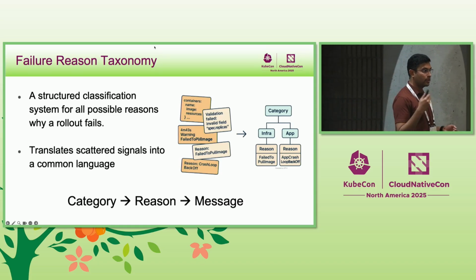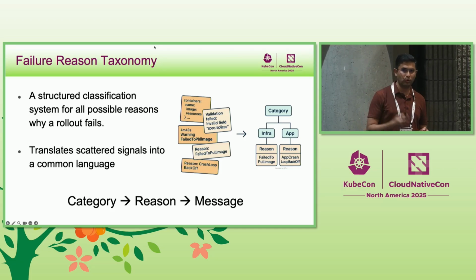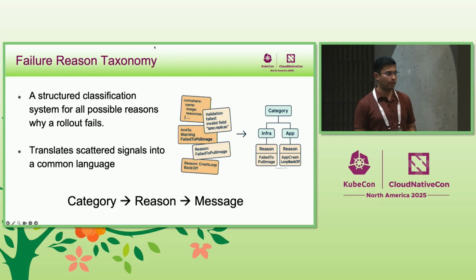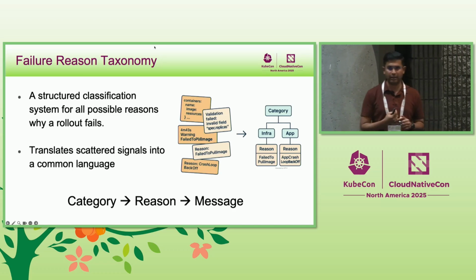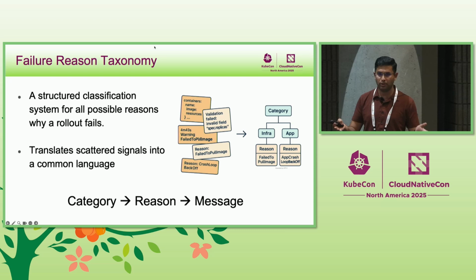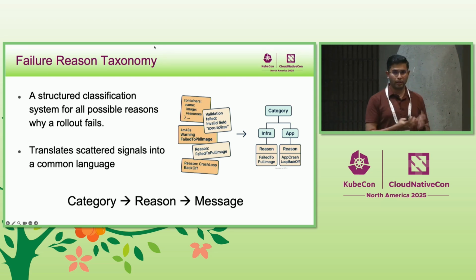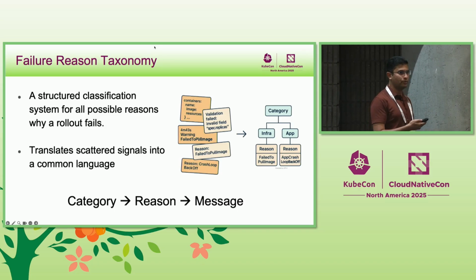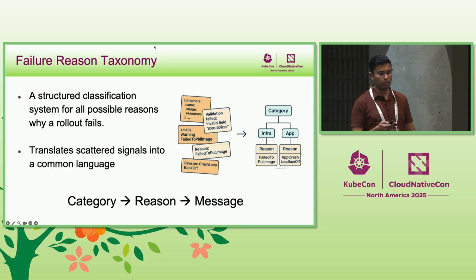It turns the scattered Kubernetes signals into a common vocabulary that can be both human consumable and programmatically dealt with by different applications. So the taxonomy is simple. We have the top level category, which explains the overall category of failure. And then we have a reason that gives a one word reason for why the rollout failed. And we have a message which basically is going to give a detailed human readable explanation of why a rollout failed.